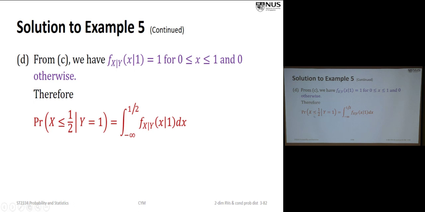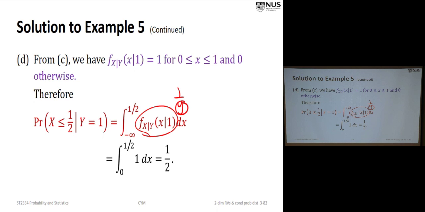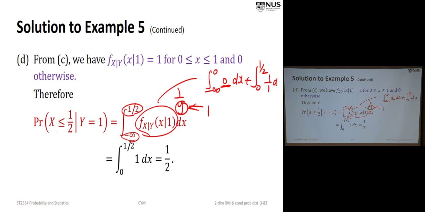Okay, so now next we want to compute this probability given y equal to 1. So we just apply the conditional probability when y equal to 1. So the answer is 1/2. This one is equal to 1 over y. So we replace this by 1. All right, the integration limit is from -infinity to 1/2. So this is equal to -infinity to 0, and the PDF, the conditional distribution is 0, and then from 0 to 1/2. All right, which is 1 over 1 dx. So the answer is 1/2.